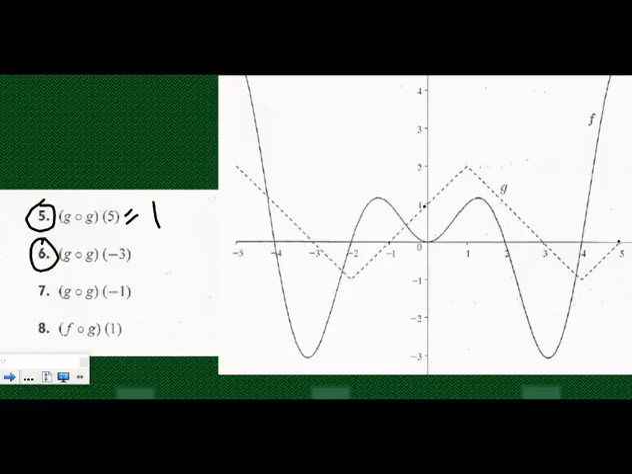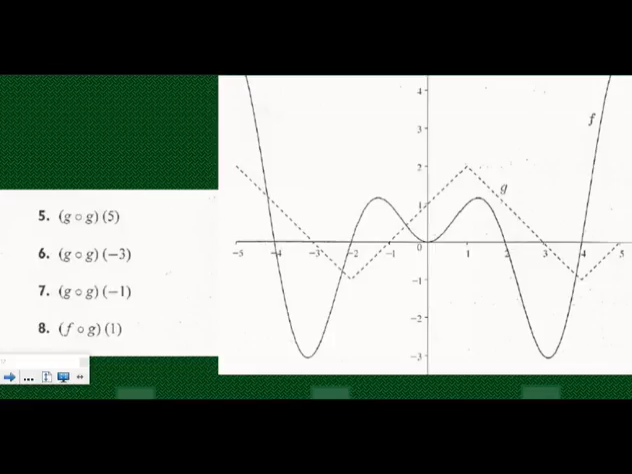Do number 6. g composed with g of negative 3. First find g of negative 3. Let's see. It's 0. And then find g of 0. It's again positive 1. Try g composed with g of negative 1. Well, g of negative 1 would be right there, a value of 0. And g of 0, wow, again, 1.